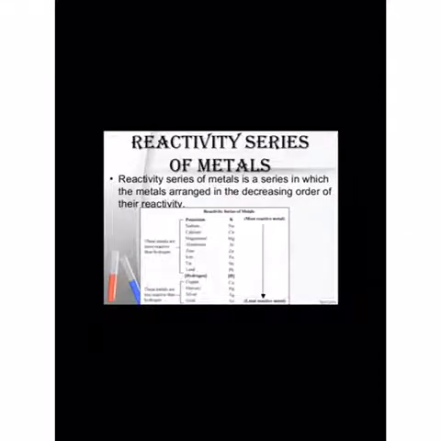Reactivity series of metals. It is a series in which the metals are arranged in the order of decreasing reactivity. You can see here in the reactivity series that potassium is at the top and gold is at the bottom. It means potassium is highly reactive and gold is least reactive, and this you have to learn.